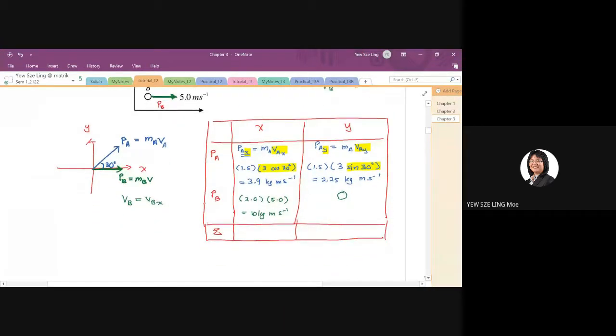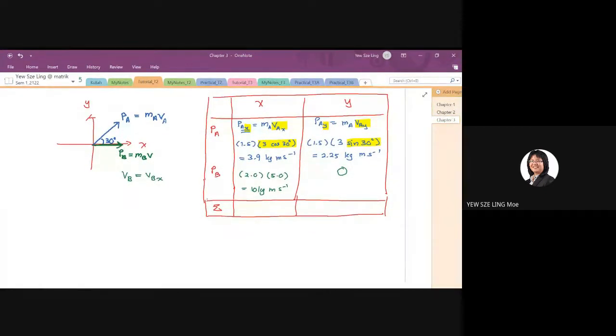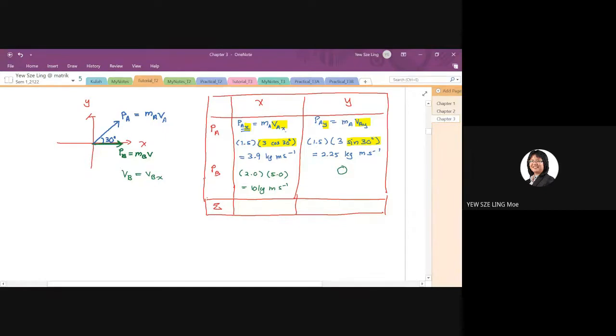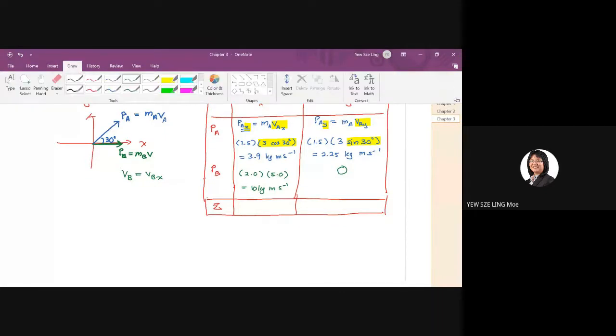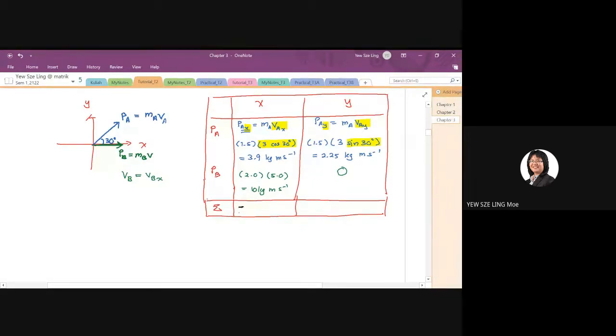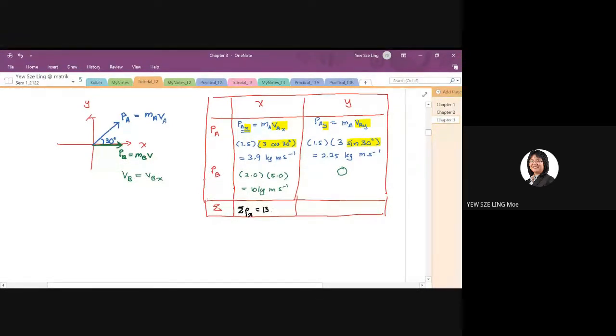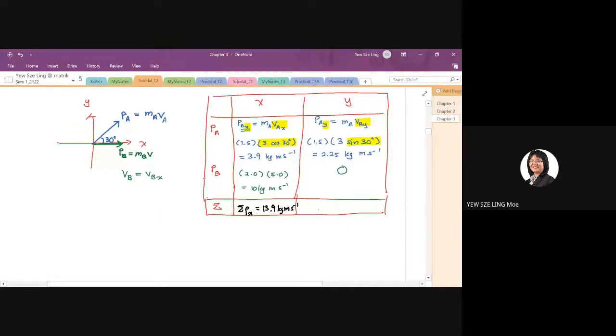So now that you have the table, you want to calculate the total value. So how are we going to calculate the total value? As usual, you're just going to add them up. So you add the X components, and the Y components. So for the X component, now I have total PX. Summation PX is now equal to 13.9 kg m s^-1.